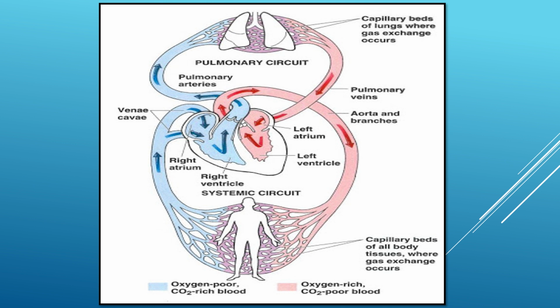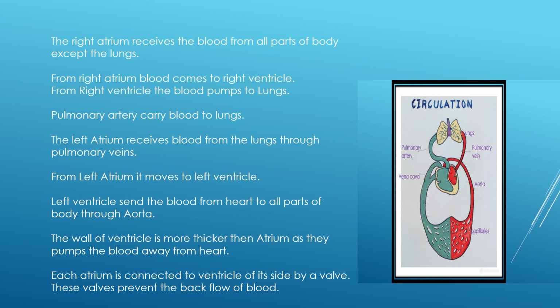Now the features of the ventricle and atrium. The wall of the ventricle is thicker than the atrium, as the ventricles pump the blood away from the heart. Each atrium is connected to the ventricle of its side by a valve. These valves prevent the backflow of blood. So in this way you have seen how the circulation takes place and what the structure of the heart is.